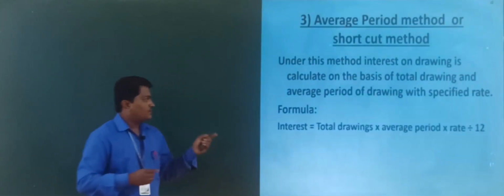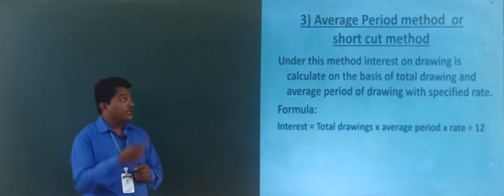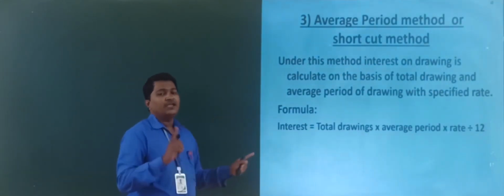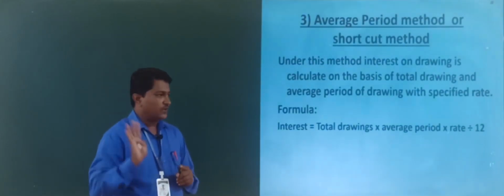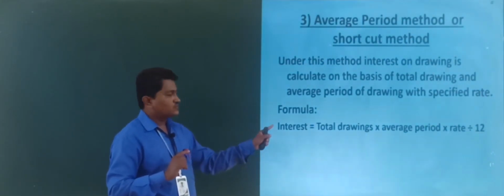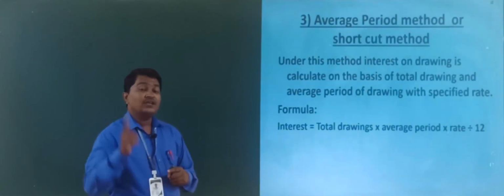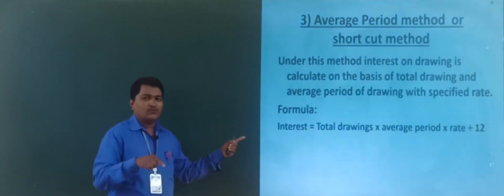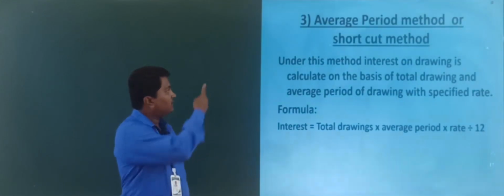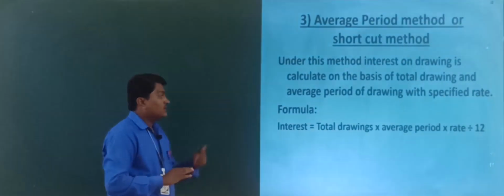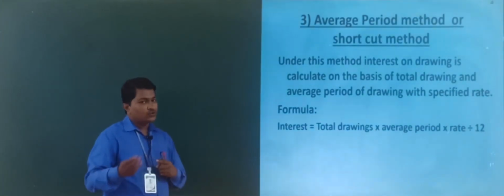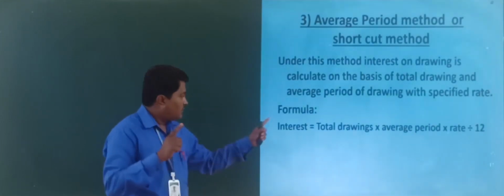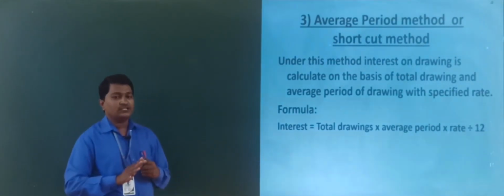First, what is the formula to calculate interest on drawing under the average period method? Interest on drawing is equal to total drawing into average period into rate divided by 12. By using this formula we calculate interest on drawing under the average period method. But in the problem they have not given the total drawing or the average period, so first of all we need to calculate the total drawing and the average period.